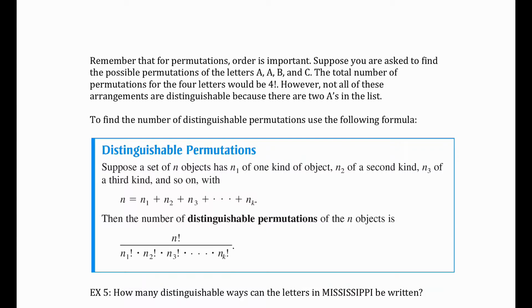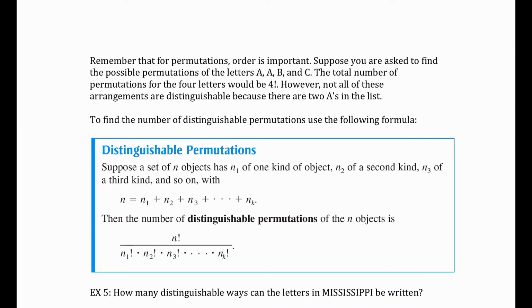So like if I were to write the letters A, B, C, and I were to also write A, B, C, do those look any different? No, but I could claim that I switched the order of the A's. We'll never know. We can't distinguish them. So we're going to have to talk about this thing called distinguishable permutations.